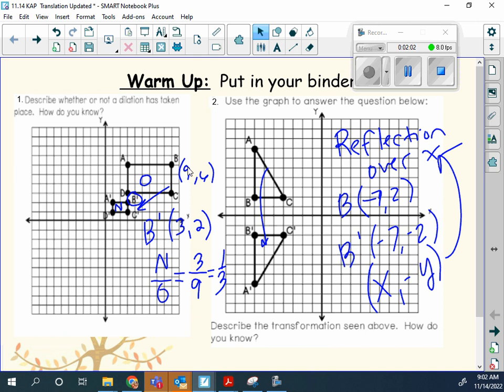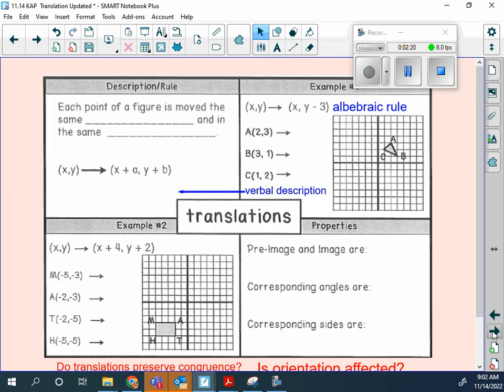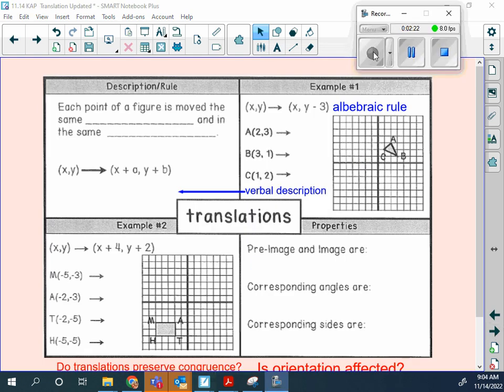Okay, so I'm going to ask the same question. If you just put it's a reflection over x because it looks like it, is it true? Is it as complete as it could have been? What would be the better answer? That plus the proof here. What do you think? Yeah?